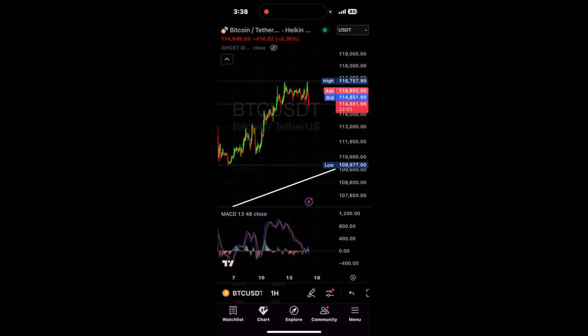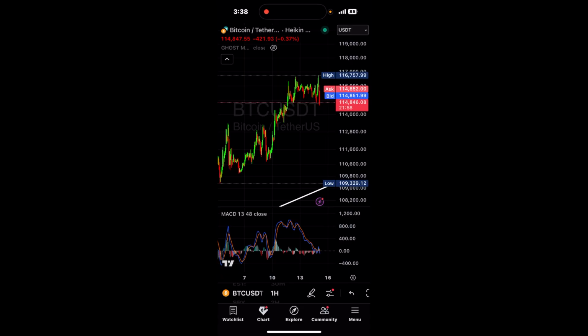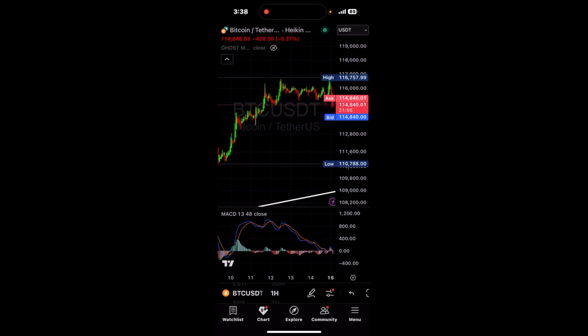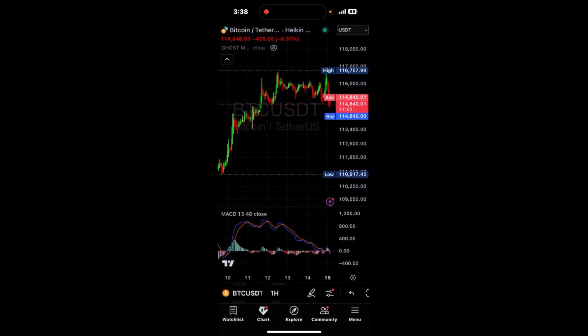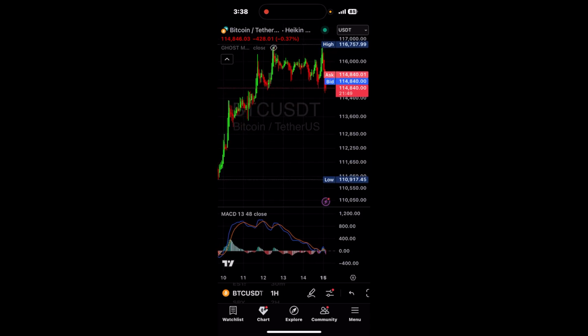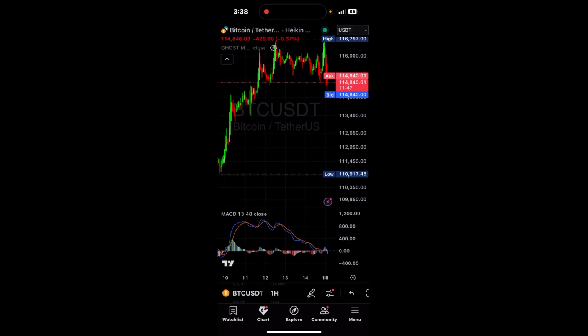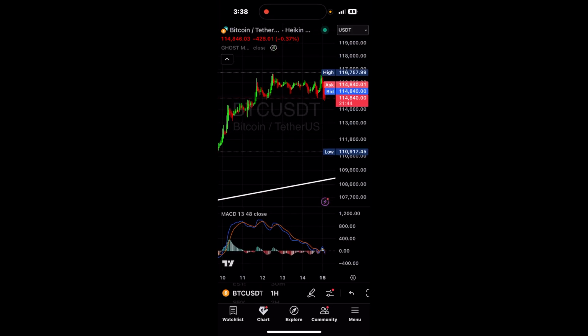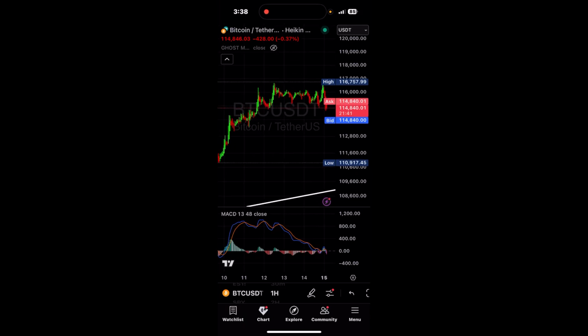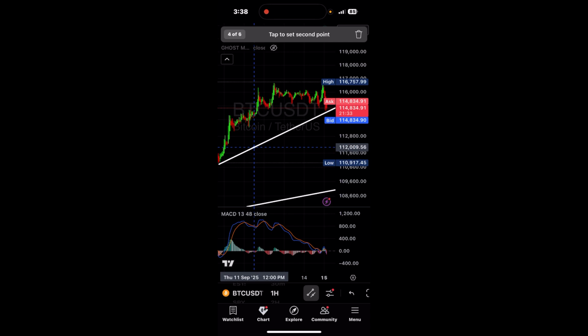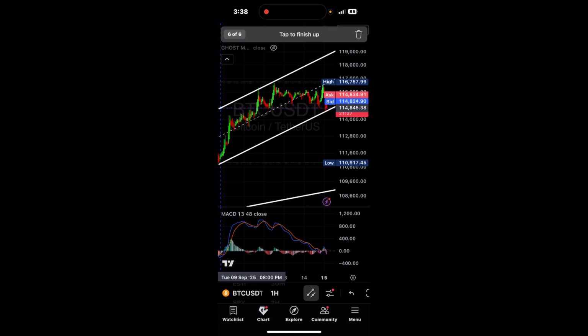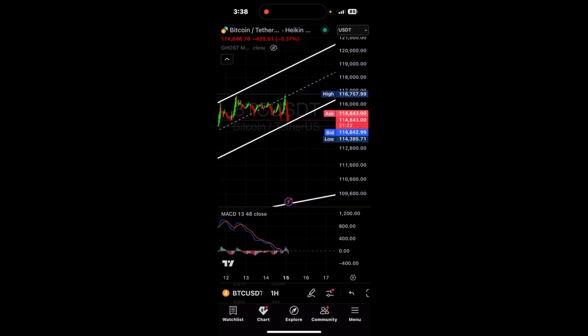Now, what you can actually do is draw more parallel channels if that helps you out. So let's just see if we can get one here. I see one forming. So let's go back to our parallel channels. Got one down here, all the way up here. And if we just move that up here, we have another ascending channel on the hour.